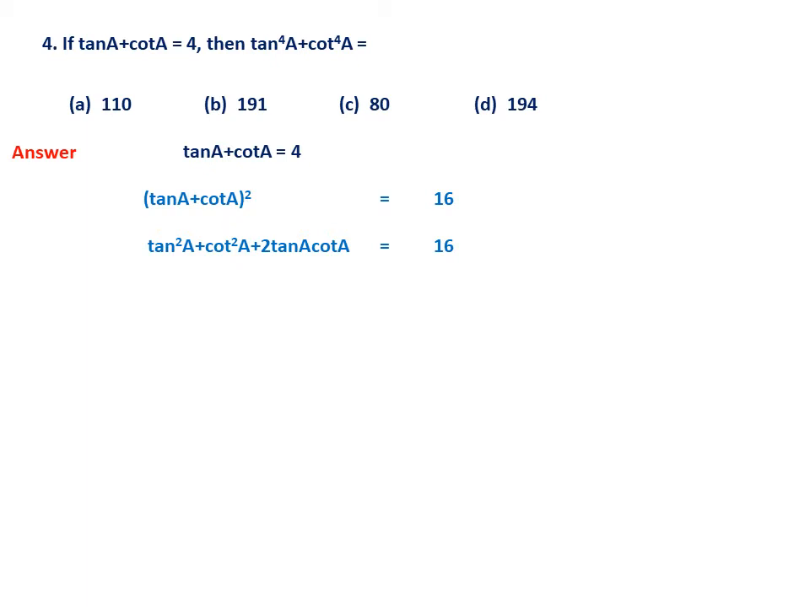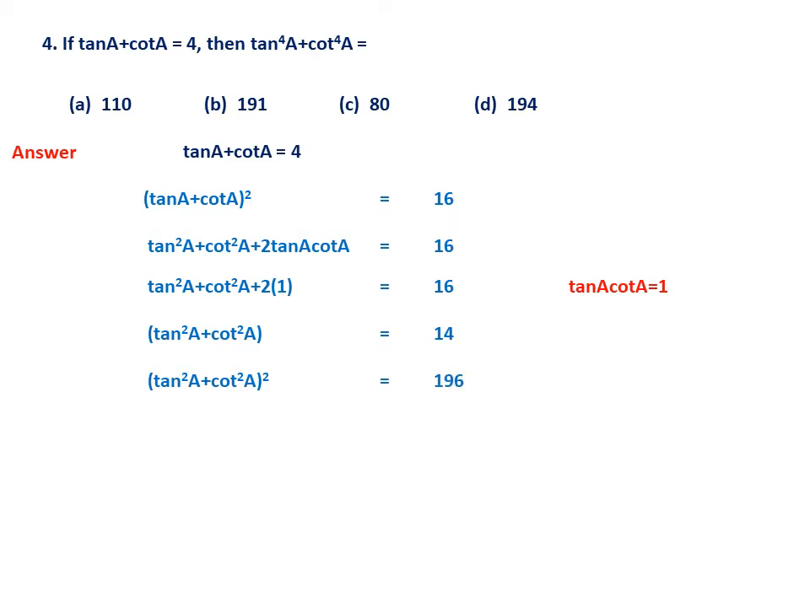But tan a cot a is 1 because they are reciprocals. Therefore you get tan square a plus cot square a plus 2 into 1, because tan a cot a is 1, equal to 16. Therefore, taking 2 to this side, tan square a plus cot square a equals 14. Now what is required is tan 4a plus cot 4a, so once again square it. Therefore tan square a plus cot square a whole square will be equal to 196, as 14 square is 196.